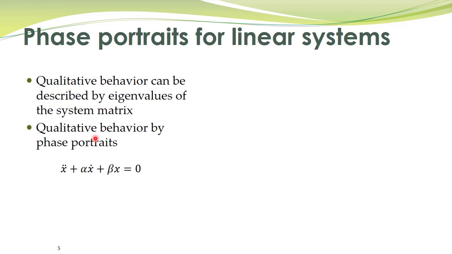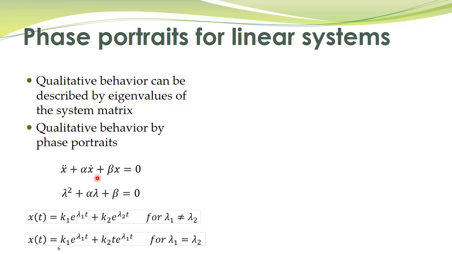So now we can easily describe the qualitative behavior of linear systems by looking at eigenvalues. However, over here we are interested in studying the qualitative behavior of linear systems using phase portraits. So here we have a second order linear system, the corresponding characteristic equation and solution. What is the solution to this second order differential equation? It is given in this form: if lambda 1 is not equal to lambda 2, and if lambda 1 is equal to lambda 2, then we have this solution. Is it clear?